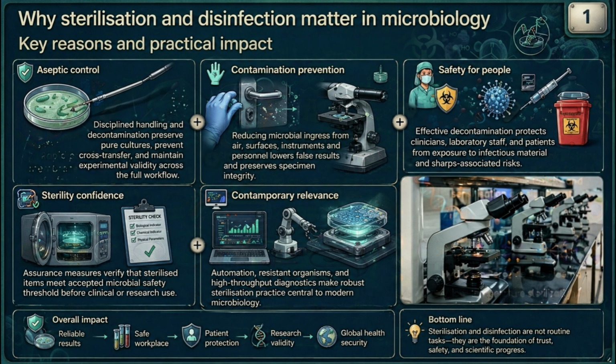Here's the impact. Aseptic control. It prevents cross-transfer and ensures experimental validity. Contamination prevention. It lowers false results by keeping air and surfaces microbe-free. Safety. It protects lab staff and patients from infectious risks. Sterility confidence. It verifies that every item meets safety thresholds before use. Modern relevance. Essential for handling resistant organisms in today's automated labs. The bottom line, these practices are the foundation of trust and scientific progress.